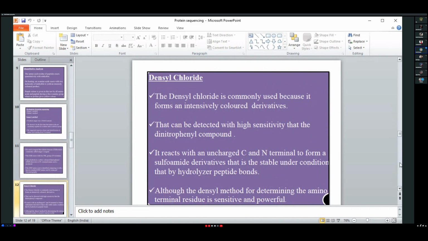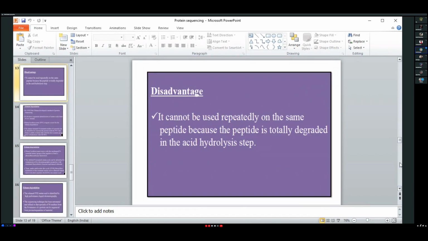It's commonly used because it forms intensely colored derivatives that can be detected with high sensitivity, and it reacts with an uncharged N terminal to form a sulfonamide derivative that is stable under the conditions of hydrolysis. Although the dansyl chloride method for determining the amino terminal is very sensitive and powerful, it is very tedious and it takes a lot of time.